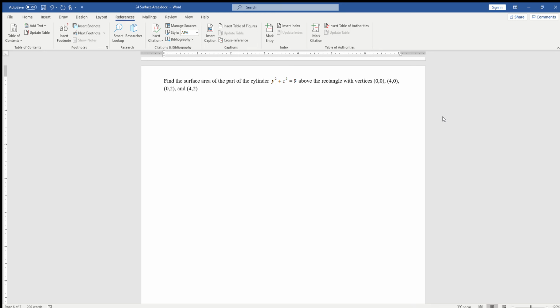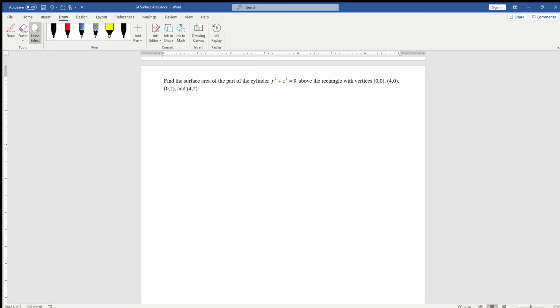One final example of being able to work through a surface area problem in 3 dimensions. Suppose we have a cylinder that's bounded in by a rectangle on the xy axis of (0, 0), (4, 0), (0, 2), and (4, 2). So first thing we're going to do, we're going to construct the region. Anytime you're given some coordinates, that's probably the best thing to do.